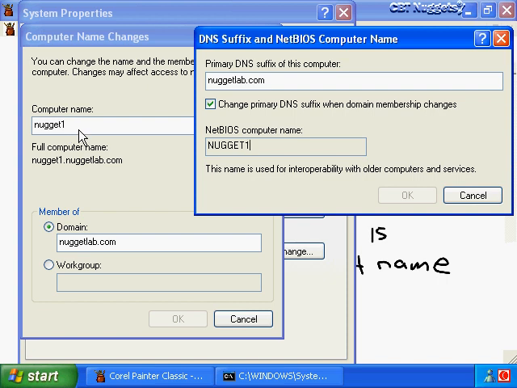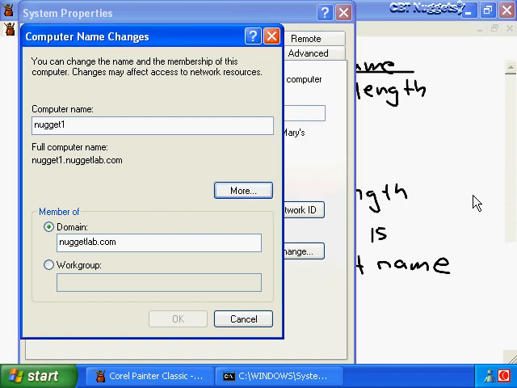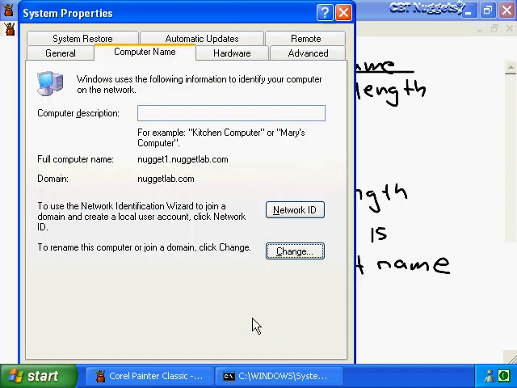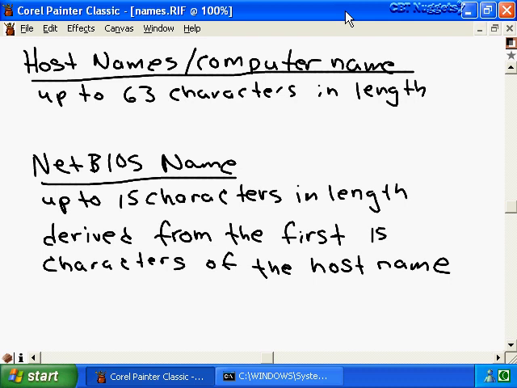We did have that capability in NT, but that changed in Windows 2000 and Windows XP. So let's close out of here and go back to our slide.